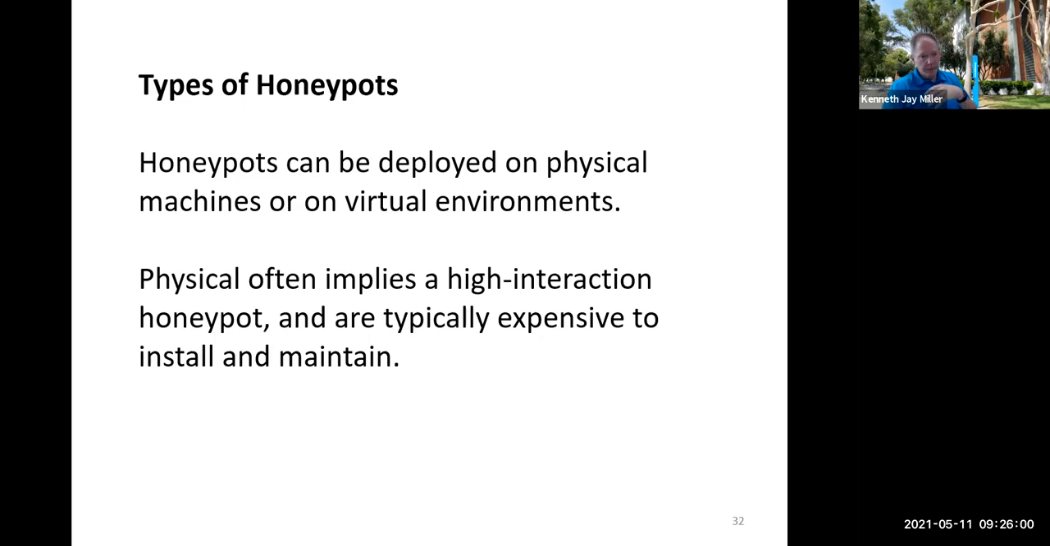So physical often implies a high interaction honeypot, and they're more expensive to install and maintain. A virtual one, normally, that's how you're going to do a low interaction. As you've learned in this course over the first 11 weeks, it doesn't take a lot of time or effort to spin up a new VM. So we could create a new virtual machine, clone it 50 times, and have 50 honeypots running in less than an hour, right? So it's pretty easy to set up.